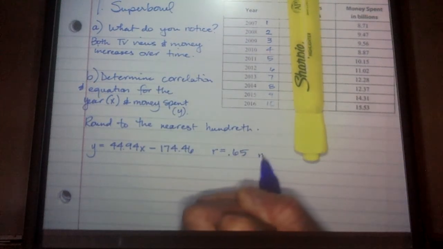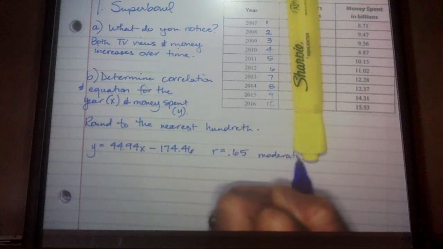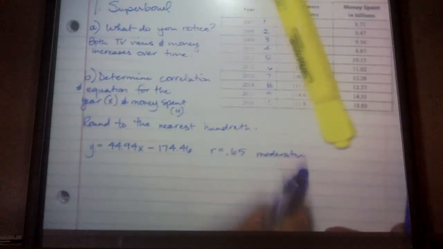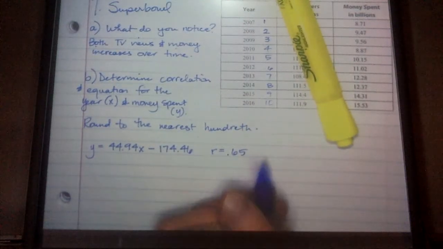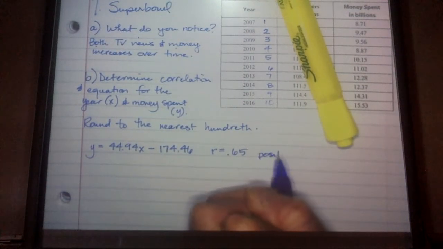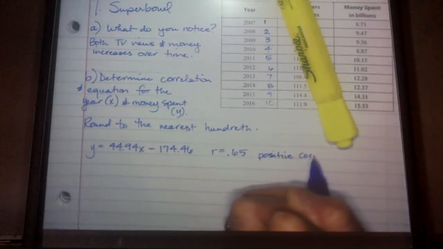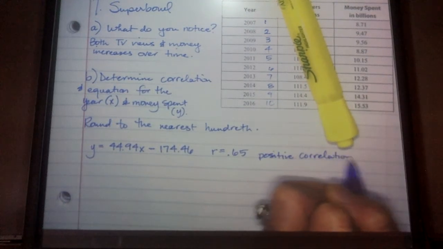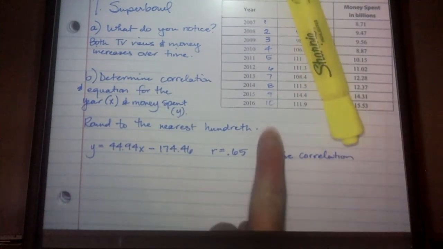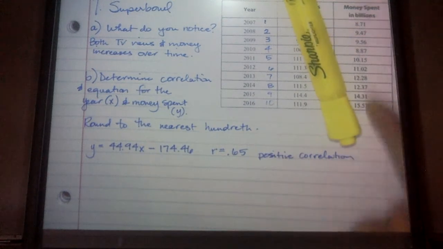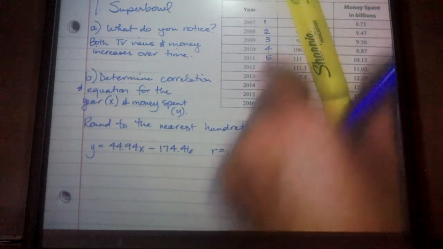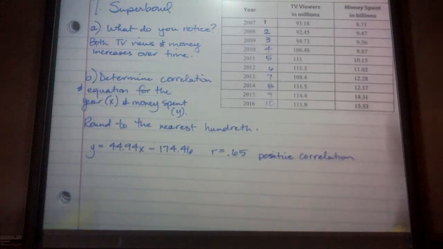So I would say that's a moderate, positive correlation. But I definitely know it's a positive. So you don't have to write moderate, but it is a positive correlation, meaning there is a relationship between the amount of money and the number of years that have gone by. Every year they spent more and more. So that would be the answers.